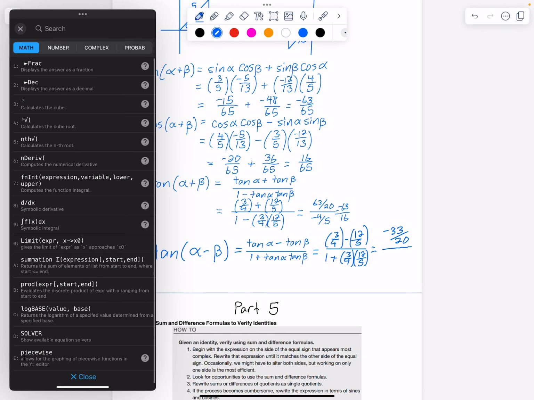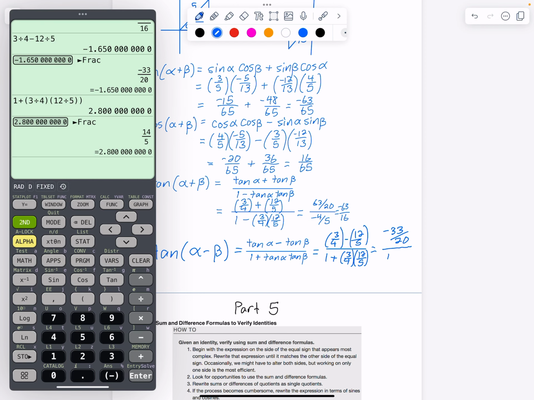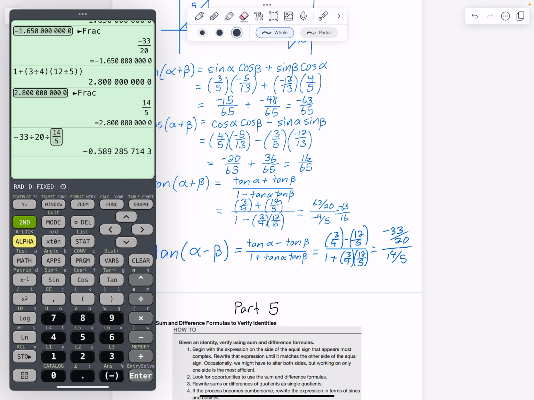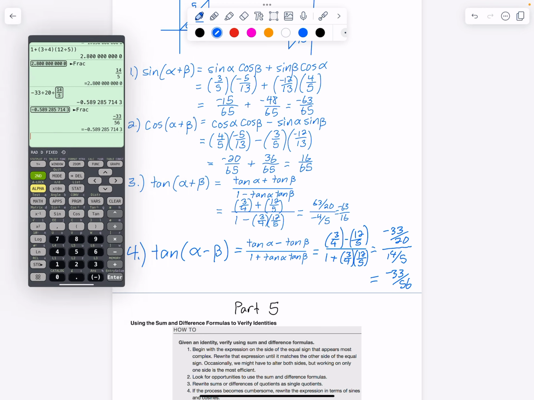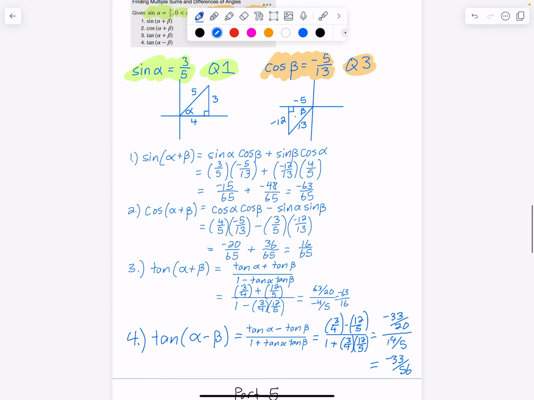Math frac. I got 14/5. Now I do negative 33 divided by 20 divided by the answer. Math frac. And that gets me negative 33 over 56. Okay, so just be careful when you're plugging these in. The calculator is where a lot of my students will mess up because the formulas are pretty straightforward as long as you know exactly which ones to use.